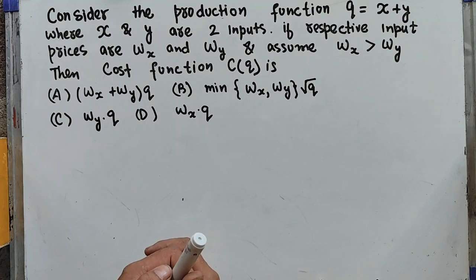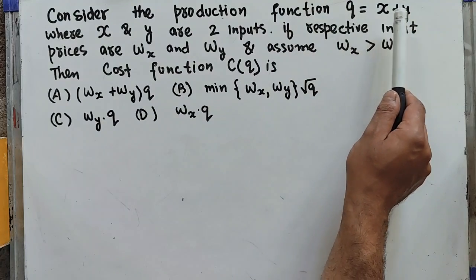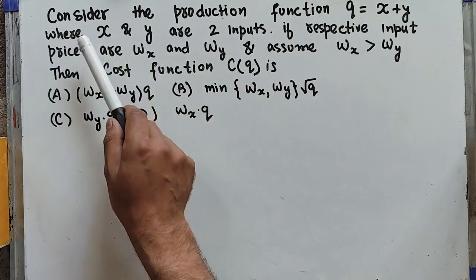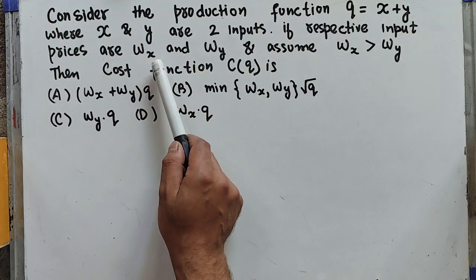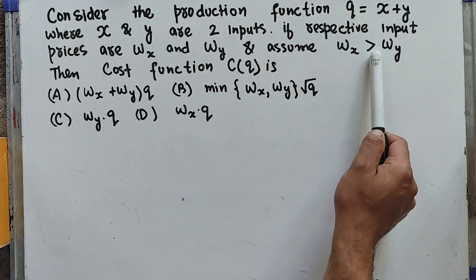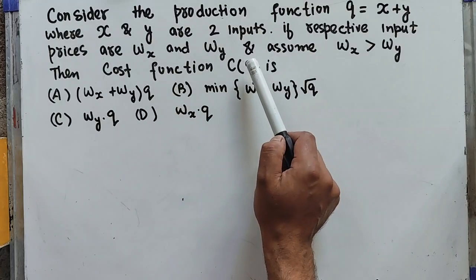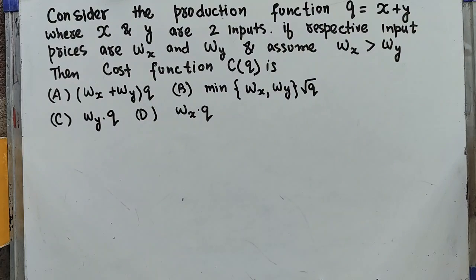In this video, we will learn how to find out the cost function from the production function. The question is, consider the production function Q = X + Y, where Q is the output, and X and Y are two inputs. If the respective input prices are Wx and Wy, and assume that Wx is greater than Wy, then the cost function, that is C, cost as a function of output, is, options are being given. We need to find out the correct option.